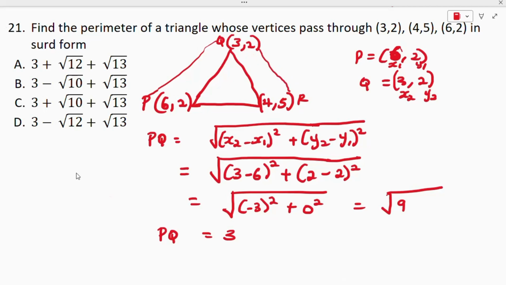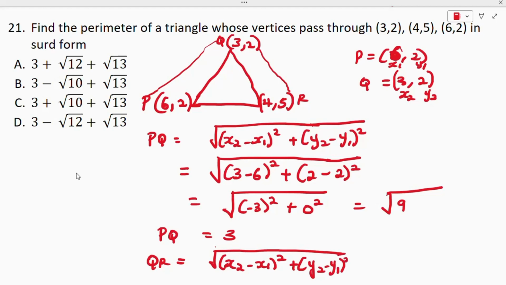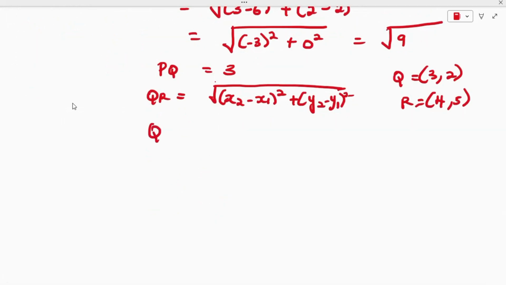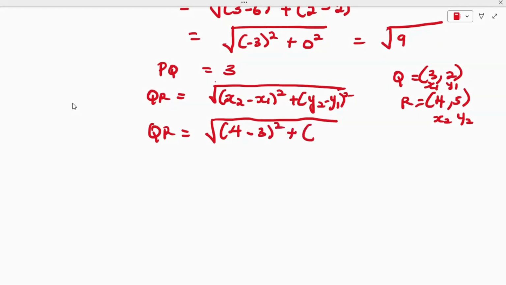Alright, so we're going to say QR is equal to the square root of, the same formula, x2 minus x1 all square plus y2 minus y1 all square. From here we know that Q is equal to 3 and 2 and R is equal to 4 and 5. Alright, so let's simply solve this. So we have that QR is equal to the square root of, so this is x1 y1, x2 y2. So we have that x2 is 4 minus x1, which is 3, all square, plus y2, we have that y2 is 5 minus y1, which is 2, all square.